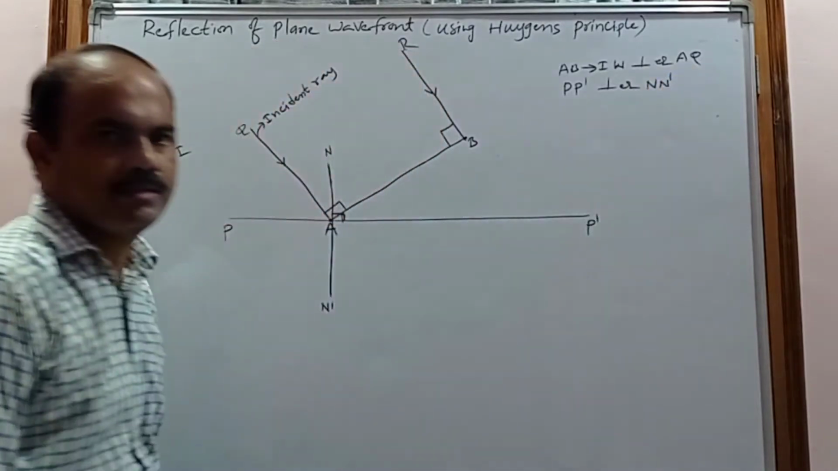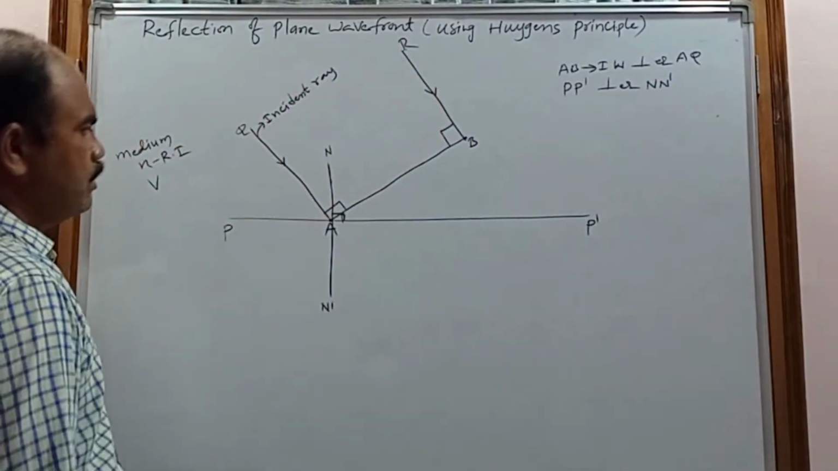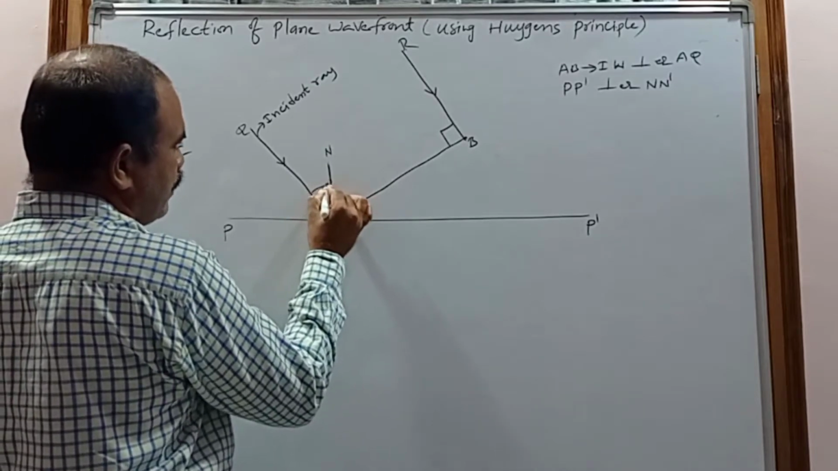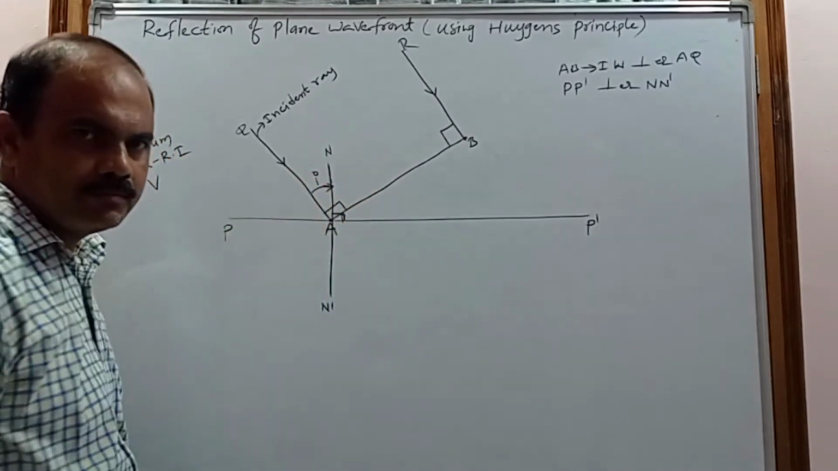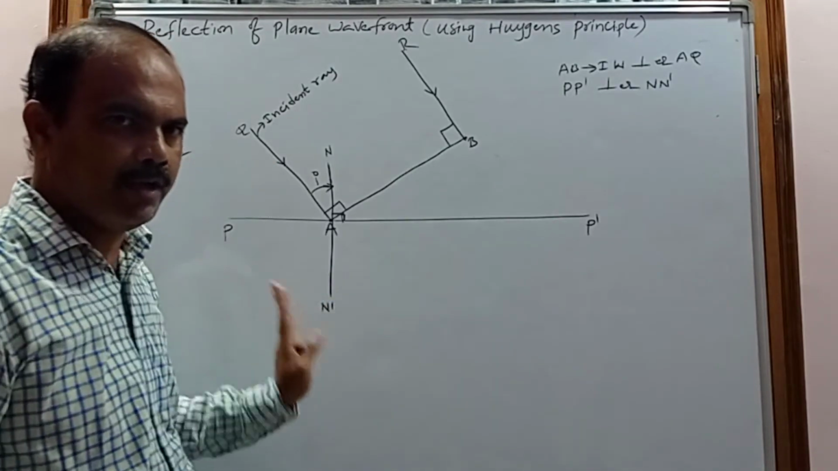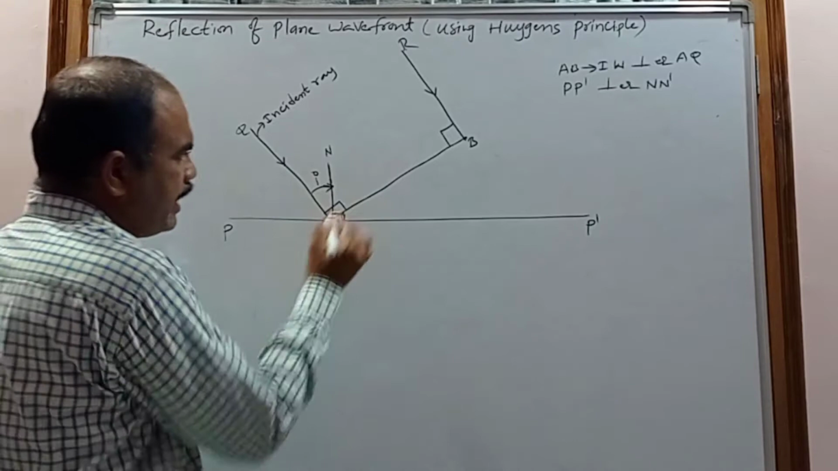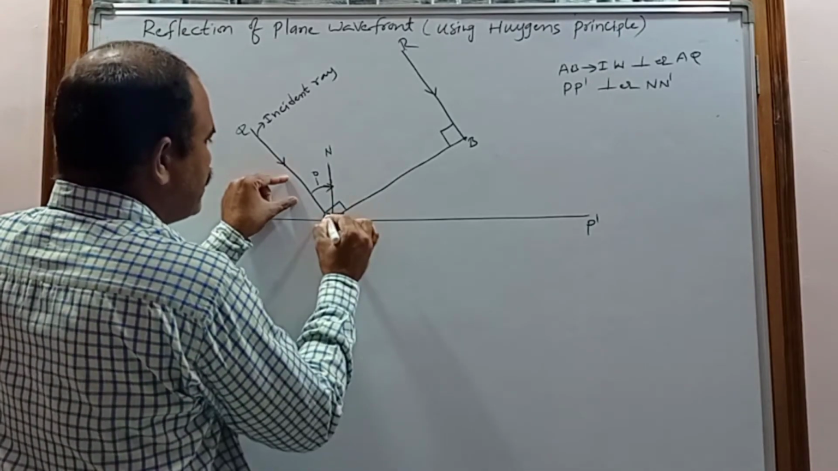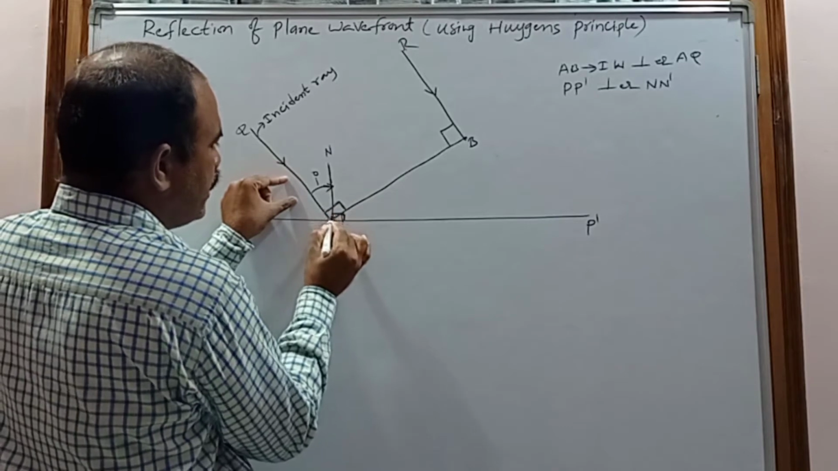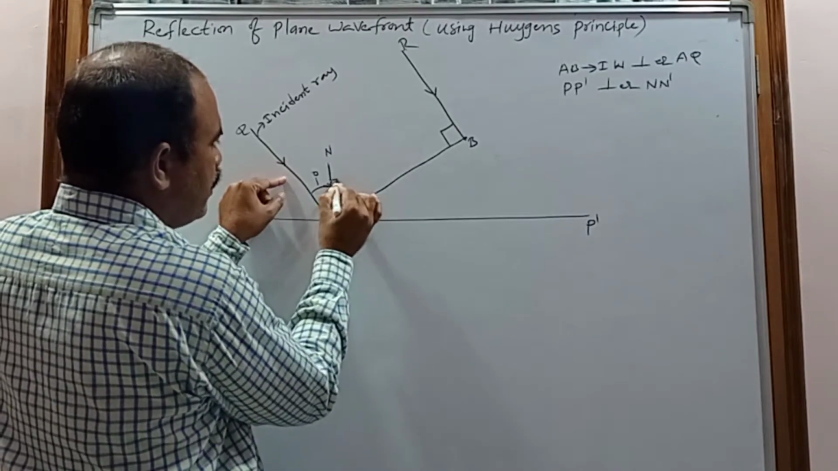Remember, the angle between this normal and the incident ray will be called the angle of incidence. According to ray optics, the angle between the normal and the incident ray is called the angle of incidence. If this is the angle of incidence, actually this total is 90 degrees, and this angle from here to here is I.